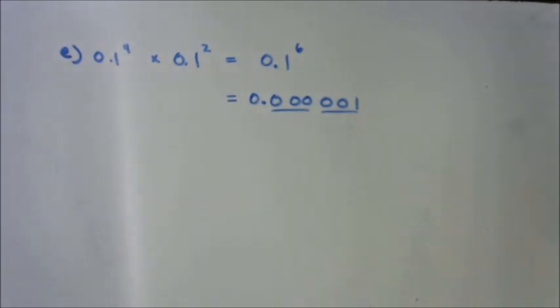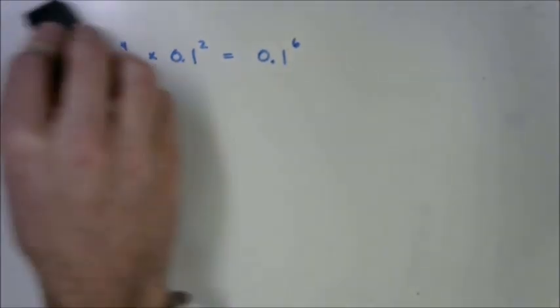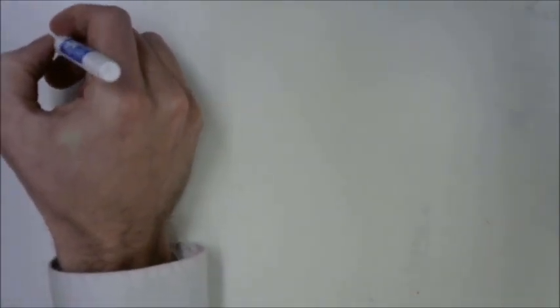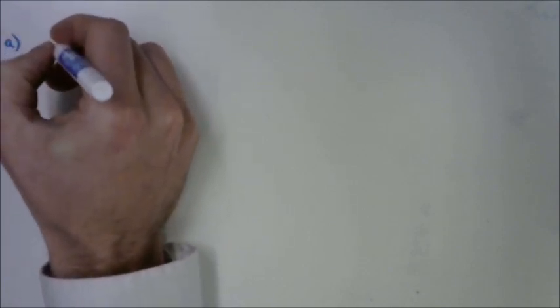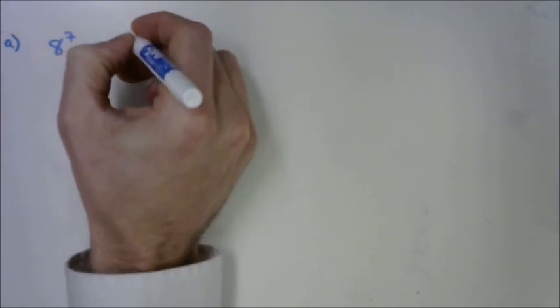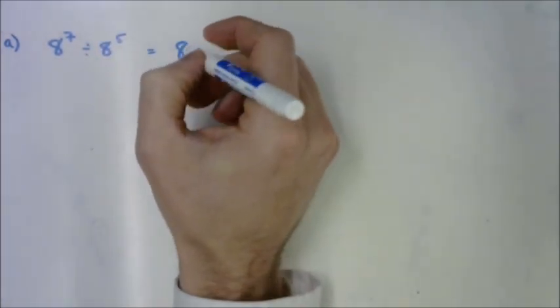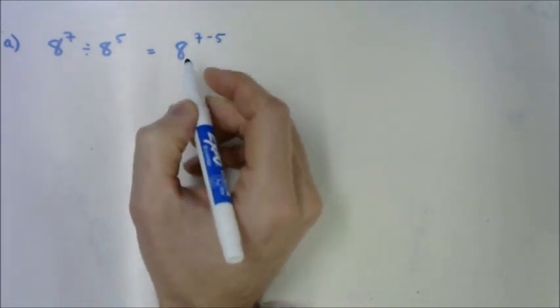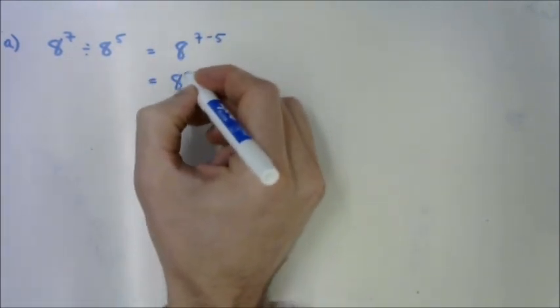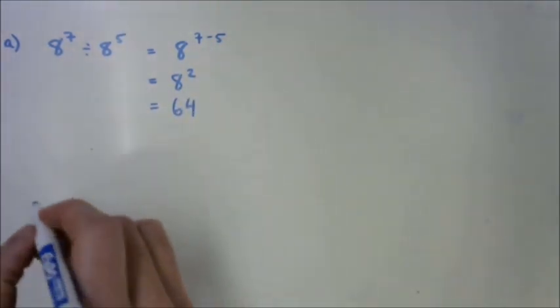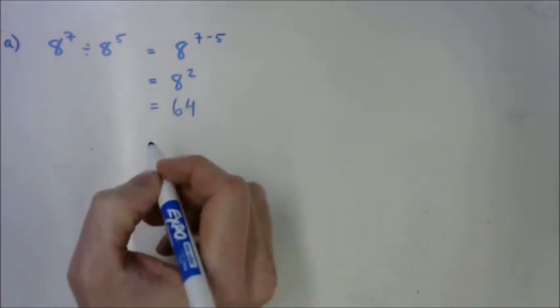All right, the next set of examples has us applying the quotient rule, which is dealing with division of the same powers, and we have to write each quotient as a single power. So A is 8 to the power of 7 divided by 8 to the power of 5. We can rewrite that using our quotient rule. It says just keep the same base, subtract the exponents, and that's 8 to the power of 2. To evaluate that, 8 squared, right? 8 times 8, that's 64.